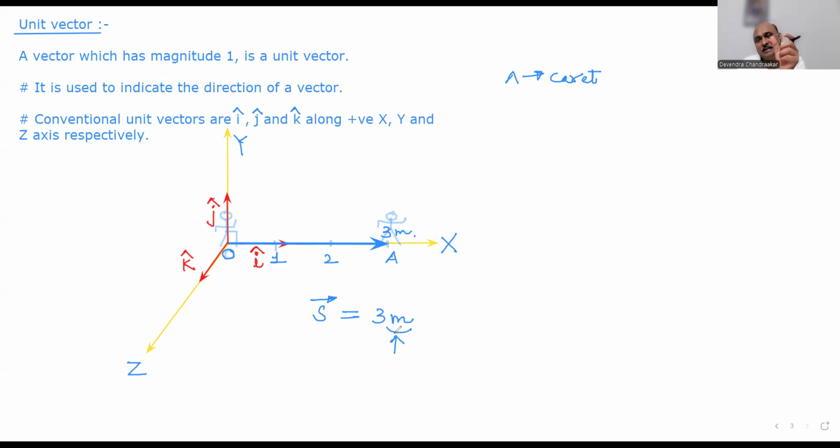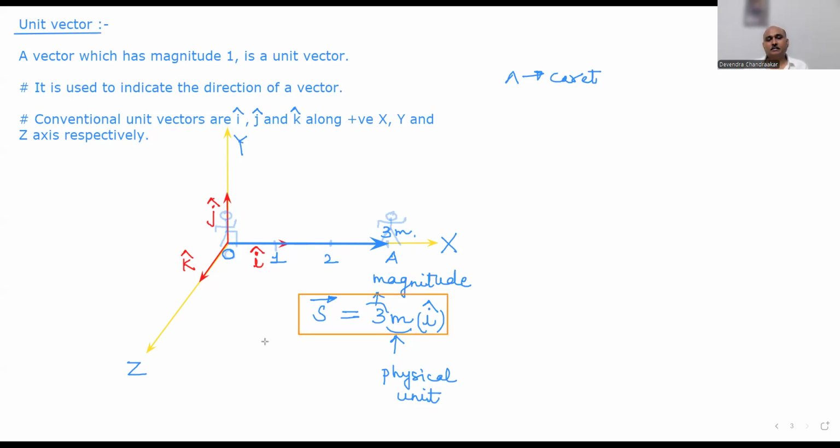What is this physical quantity? Length. Yes or no? In this case, length is representing displacement, right? So meter is representing the physical quantity. 3 is representing the magnitude of it, the measure of it. And direction is i cap. So if I say i cap, all of you understood that this man is moving along positive x-axis. I hope all of you understood this. Yes or no? Yes, sir. Okay.